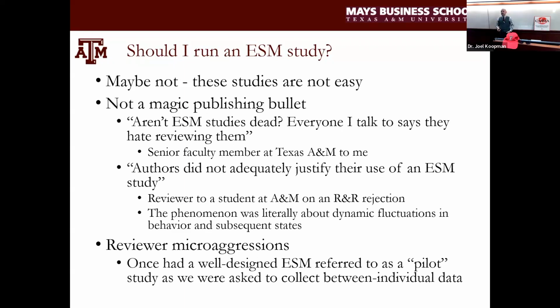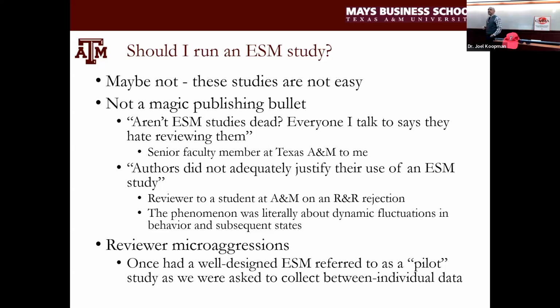I had a doctoral student at Texas A&M who got a comment from reviewers: the authors did not adequately justify their use of an ESM study on a phenomenon about dynamic fluctuation in behavior in subsequent states. I don't know what you would do except for testing an ESM study, but the faculty member was not wrong in that reviewers kind of hate these studies. Okay. You do get reviewer microaggressions.